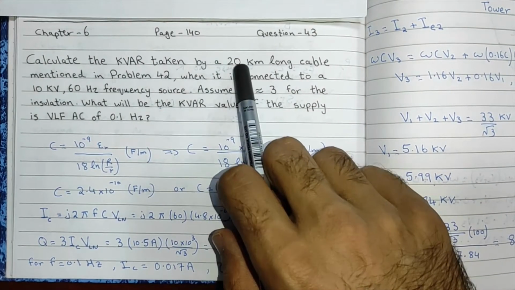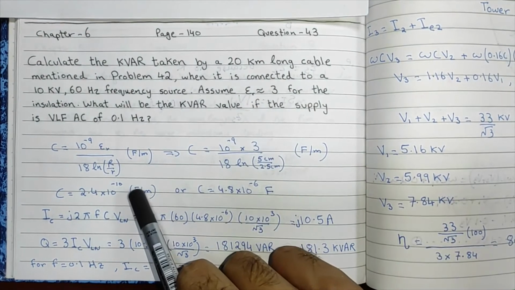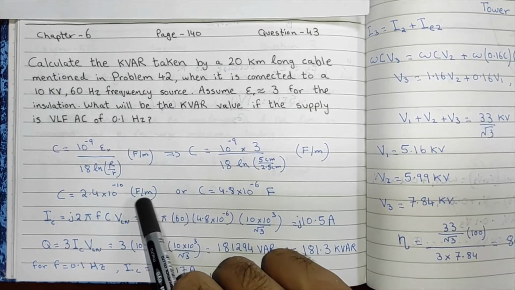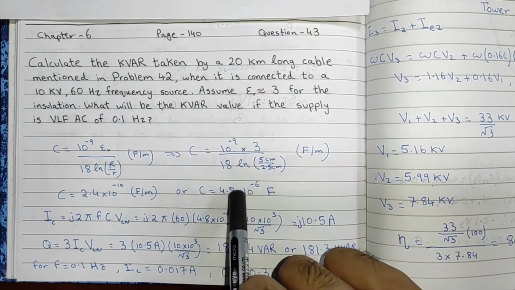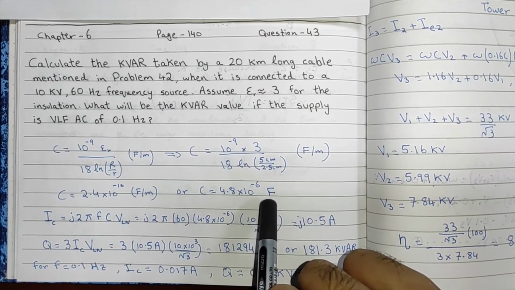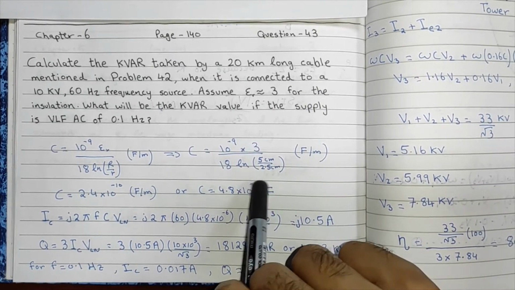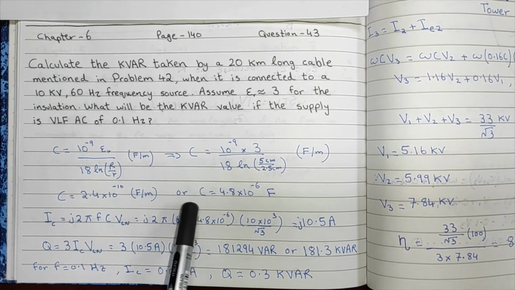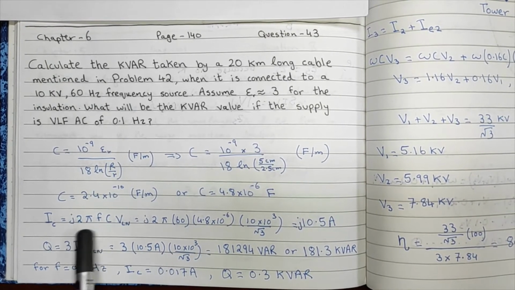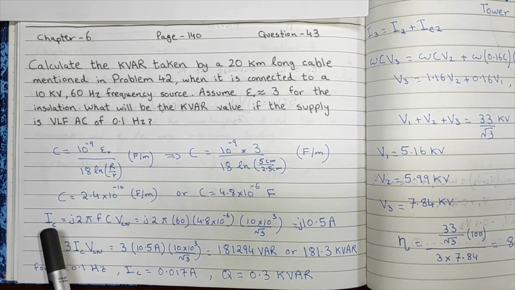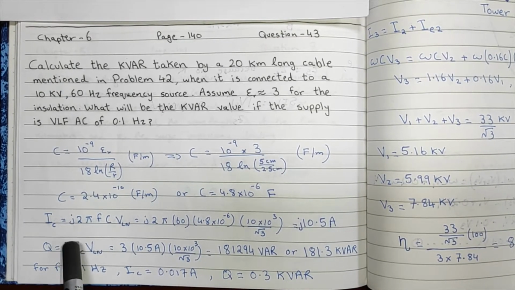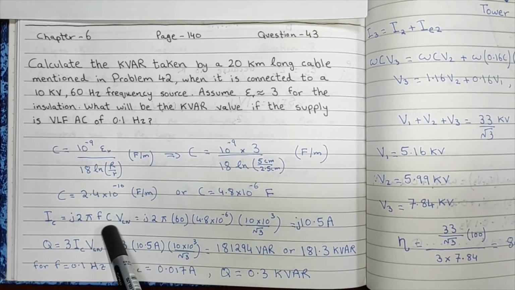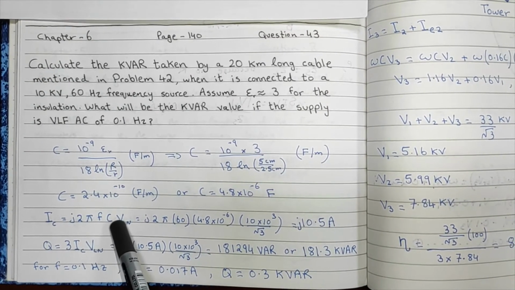The length of the cable is already given to you as 20 kilometers. So you just multiply this with 20,000 meters and you will get the value of the capacitance in just farads, which will be 4.8 multiplied by 10 to the power minus 6. And then we can substitute this value of capacitance in this formula to find the charging current. The charging current can be found by the formula j 2 pi f C, which is the capacitance, times the line to neutral voltage.